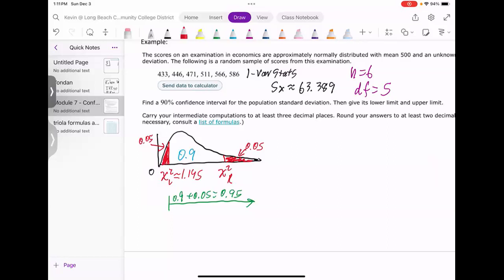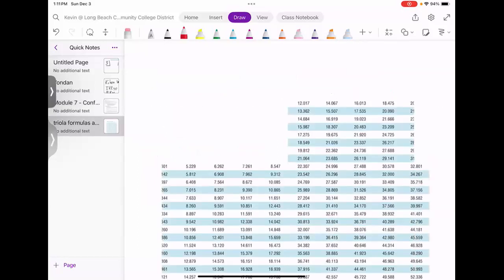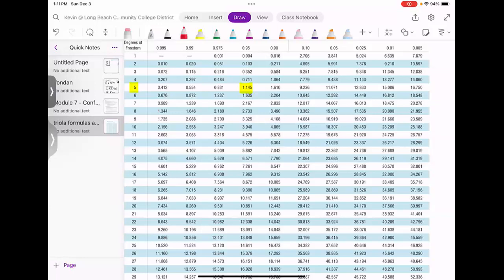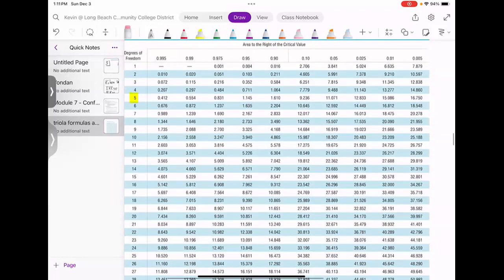And for the right one, we have 0.05. Degrees of freedom is 5. Oh, I didn't highlight before. 0.95, that was the previous one. So now we're doing the opposite. And we are at 0.05. That's going to collide right there. 11.071.